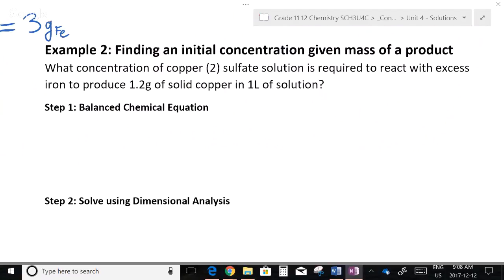Go through, talk to the people around you, communicate, but we're going to try to figure out what concentration of copper 2 sulfate solution is required to react with excess iron to produce 1.2 grams of solid copper in 1 liter of solution. Now, the one thing I'll tell you is this. You're going to have to find a balanced chemical equation.